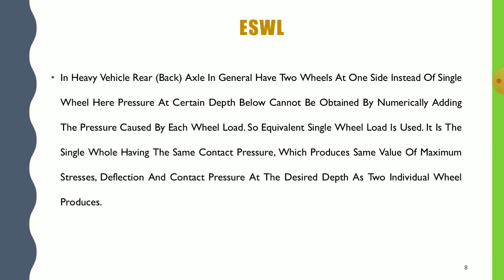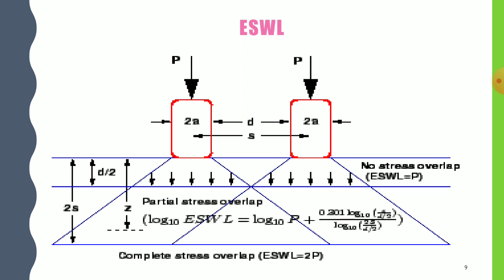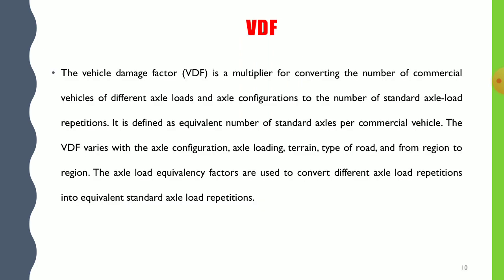So in a heavy vehicle rear axle, in general, having two wheels at one side instead of a single wheel, the pressure at a certain depth below cannot be obtained by numerically adding the pressure created by each wheel load. So for that, a single wheel load is used. It is the single wheel having the same contact pressure, which produces the same value of maximum stresses, deflection and contact pressure at the desired depth as the two individual wheels produce. So it actually converts the tandem or dual wheel load assembly into the equivalent single wheel load.